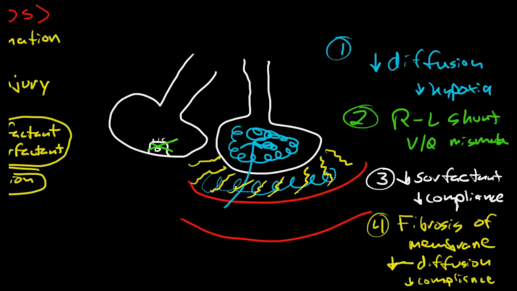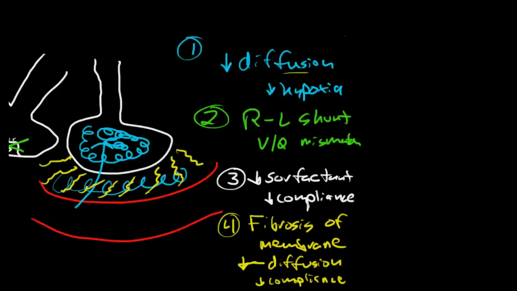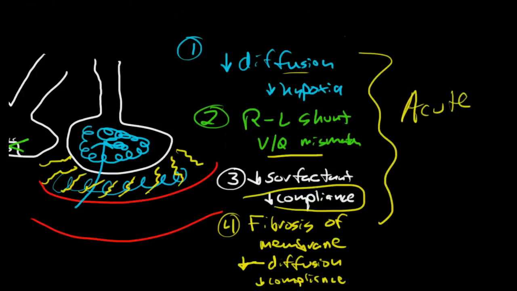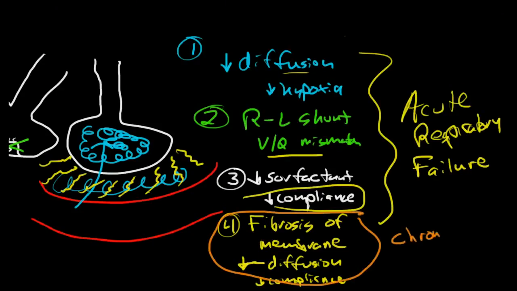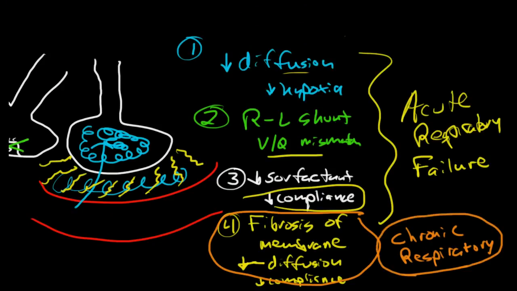Now, all of these things, acutely, the diffusion, the VQ mismatch, and the decreased compliance are going to cause acute respiratory failure. And this usually lasts for a number of days, and then this acute stuff is going to start to get better, but there is going to be permanent injury because of this fibrosis, and this is going to cause chronic respiratory problems. Now, it really depends on how much inflammation there was and how long it lasted, how severe this chronic disease will be, but there is always some degree of lung stiffening and loss of diffusion capacity after a bout of ARDS. Some of it can be crippling, so patients really have a hard time getting off the vent after a long time.